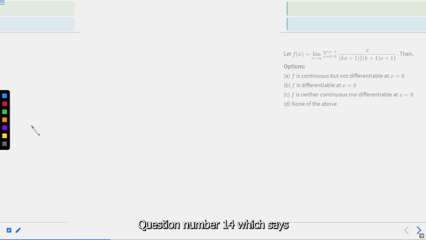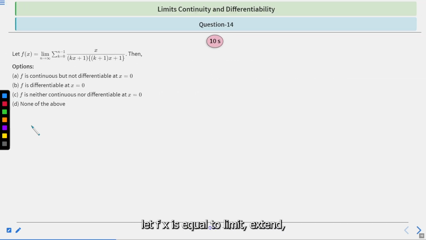Question number 14, which says let f(x) is equal to limit n tending to infinity summation of k equal to 1 to n minus 1 of x upon (kx plus 1) into ((k plus 1)x plus 1). Then which option is correct?